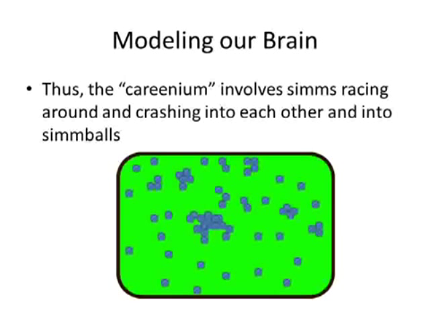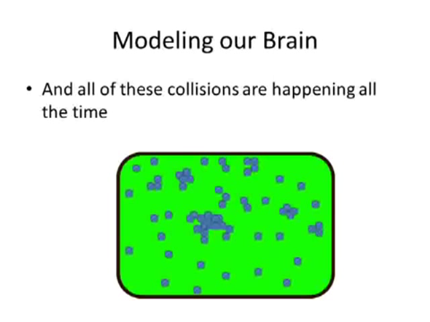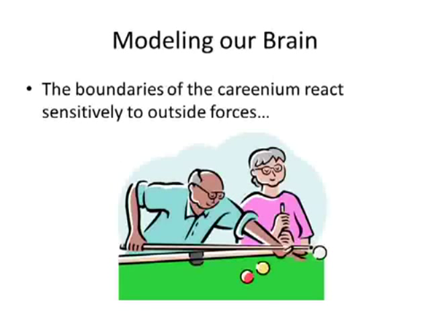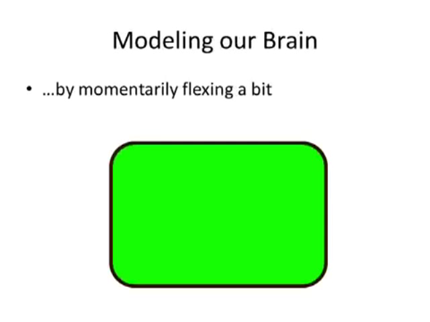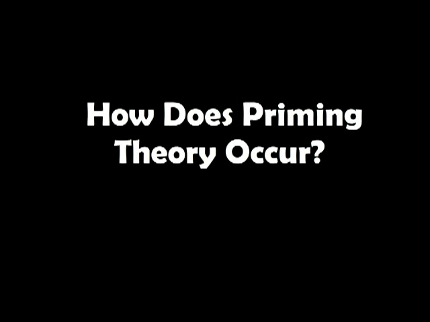Thus, the cranium involves SIMS racing around and crashing into each other and into symbols. And all of these collisions are happening all the time. The boundaries of the cranium react sensitively to outside forces by momentarily flexing a bit.